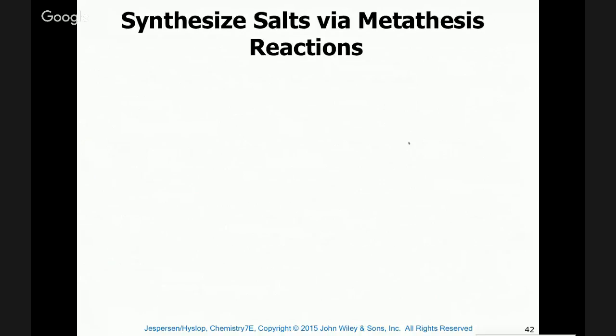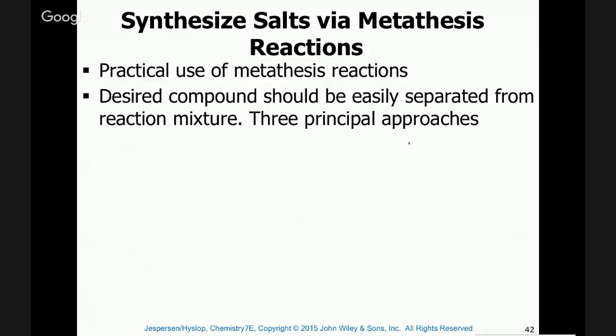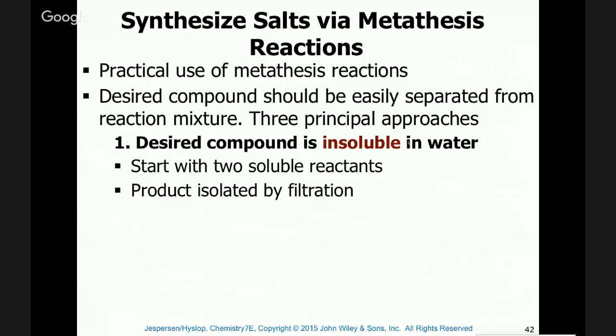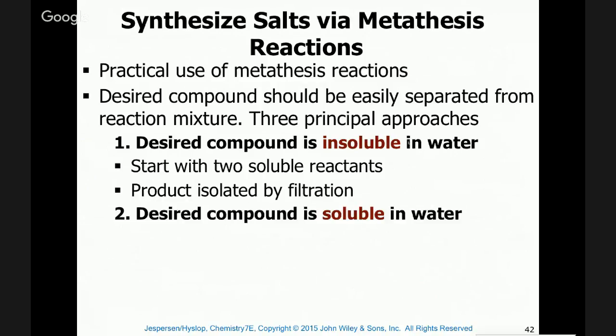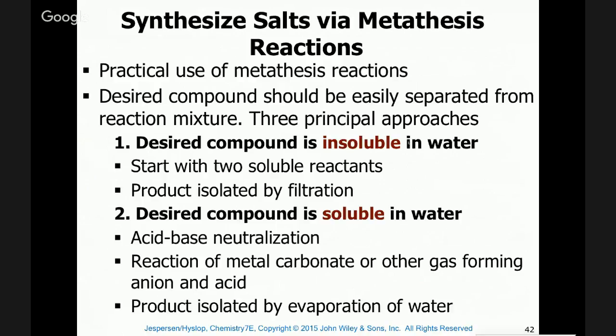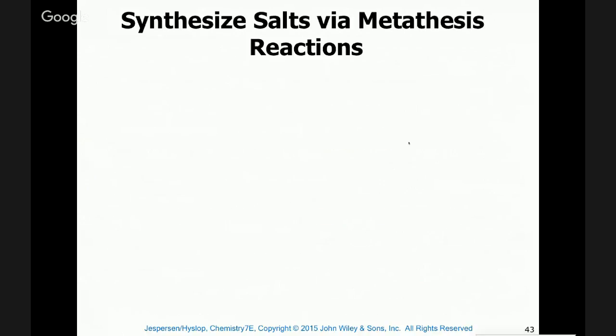Synthesizing salts via metathesis reactions. Practical use of metathesis reactions: the desired compound should be easily separated from the reaction mixture. There are 3 principal approaches. The desired compound is insoluble in water: start with 2 soluble reactants, and the product is isolated by filtration. The desired compound is soluble in water: acid-base neutralization, or reaction of a metal carbonate or other gas-forming anion with an acid. The product is isolated by evaporation of water.